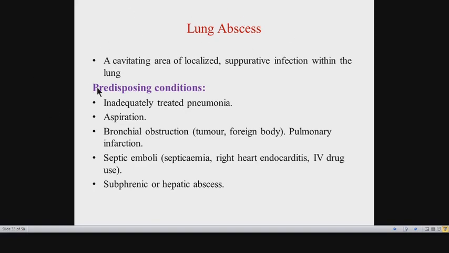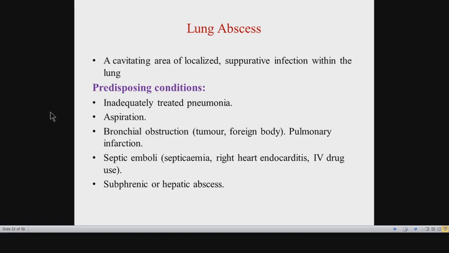In general, one of the predisposing conditions is inadequately treated pneumonia, and as we said, pneumonia can be complicated with lung abscess. So if you have inadequately treated and persistent pneumonia, especially if it's suppurative pneumonia, eventually it can result in lung abscess. So it's one of the important predisposing conditions. For that reason, it's important to diagnose pneumonia early and to start treatment as soon as possible. You should not wait for cultures and sensitivity, in order to prevent the development of complications like lung abscess.